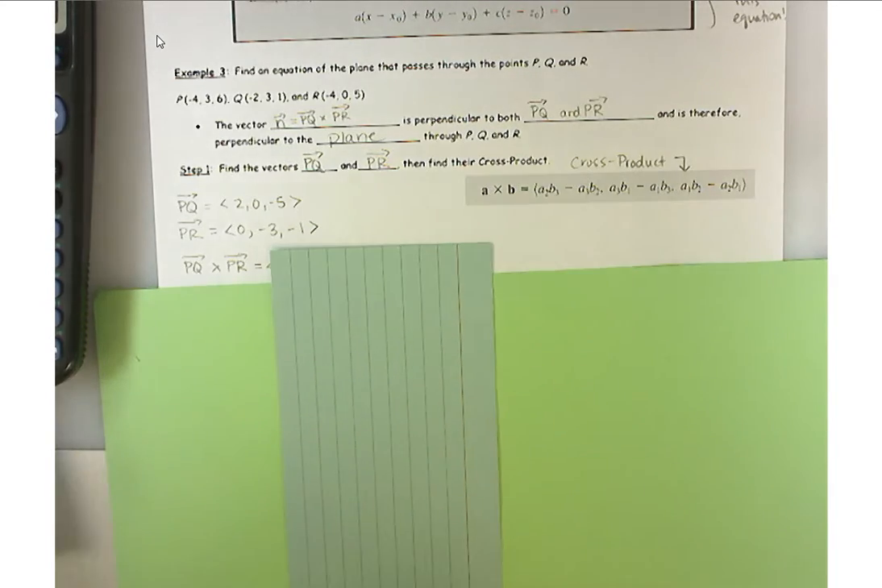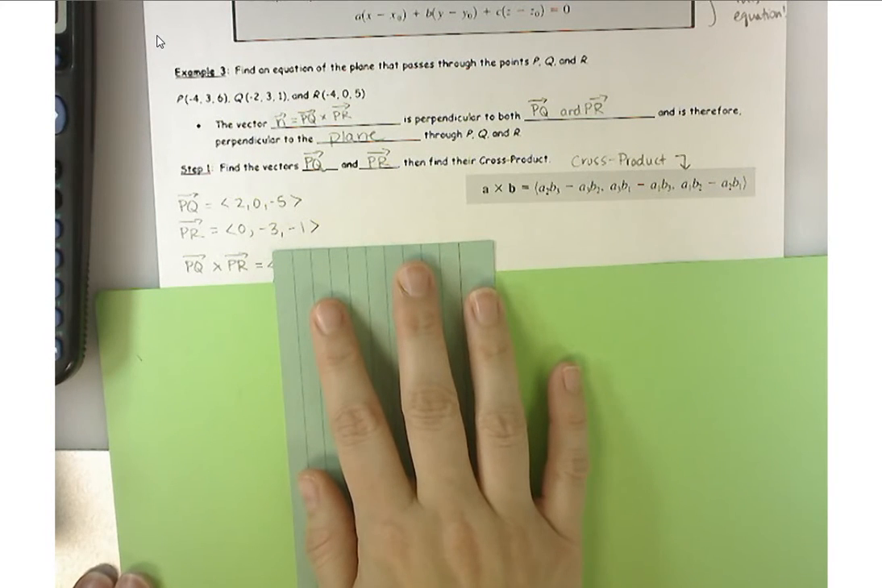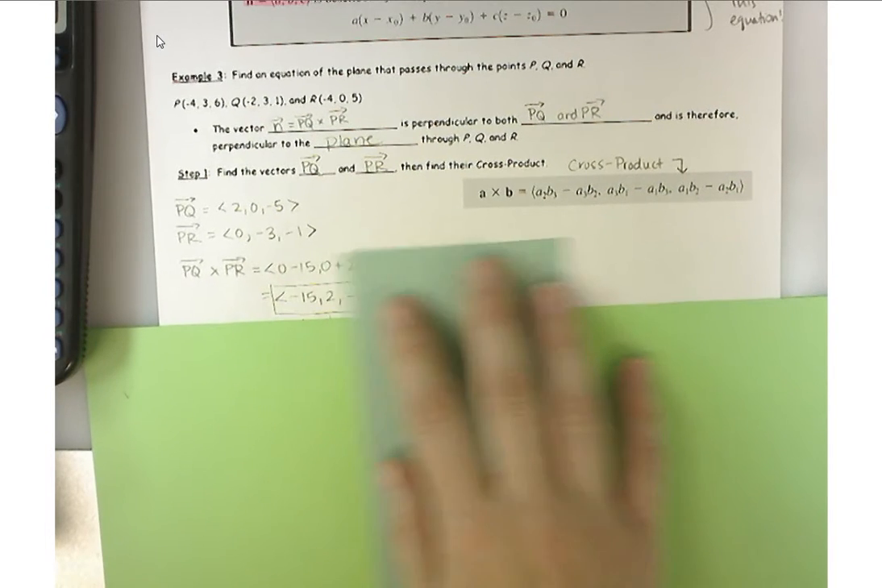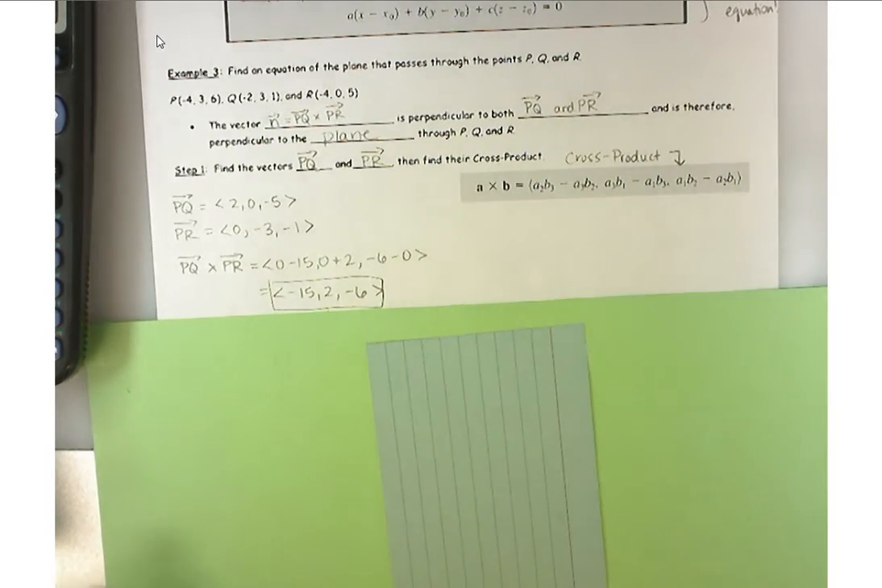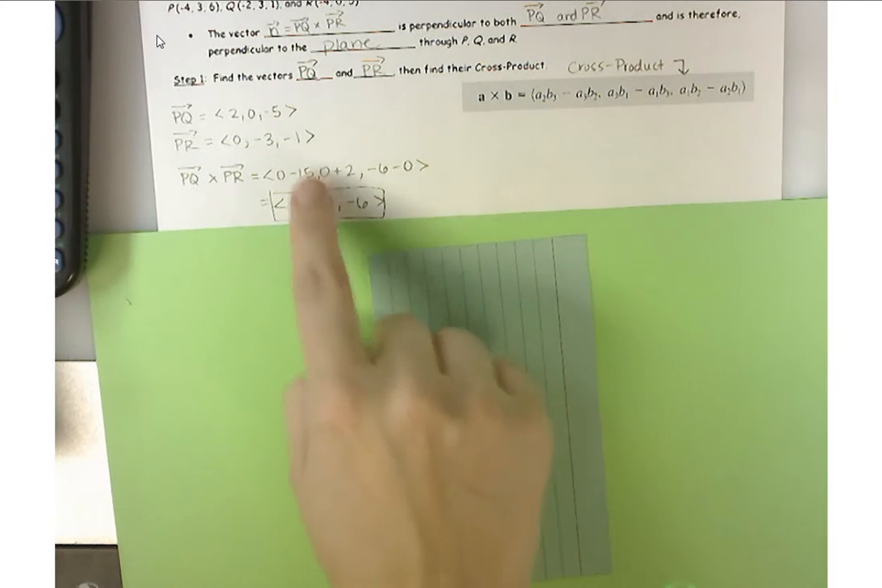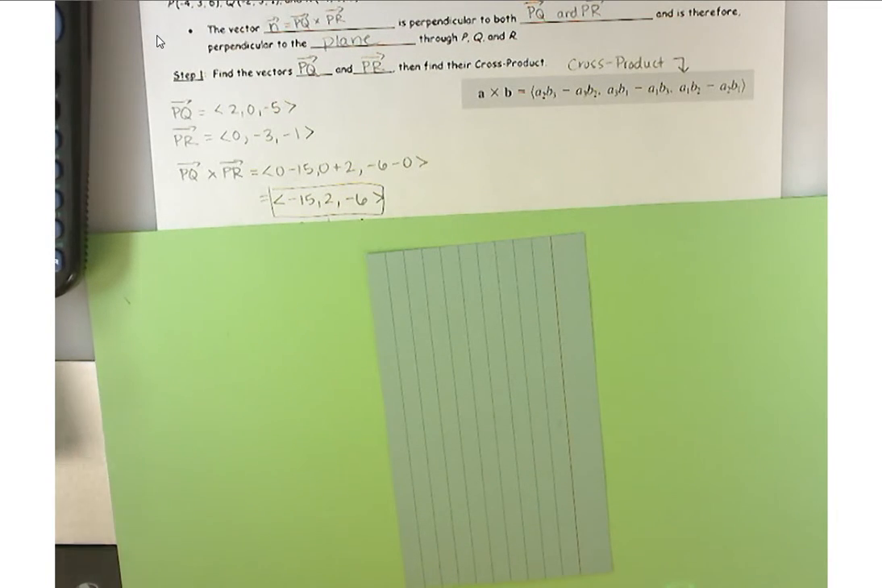All right, Logan, what'd you get for your cross product? Negative 15, 2, and negative 6. Good. So for the first one, 0 minus 15 would be negative 15. 0 minus negative 2 is plus 2. Negative 6 minus 0 would be negative 6.